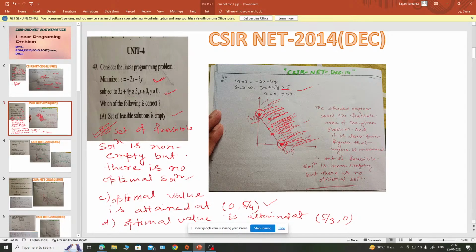So here option B is correct. I hope it is clear to everyone. Okay? Clear? Second question clear? Now go to the third question.